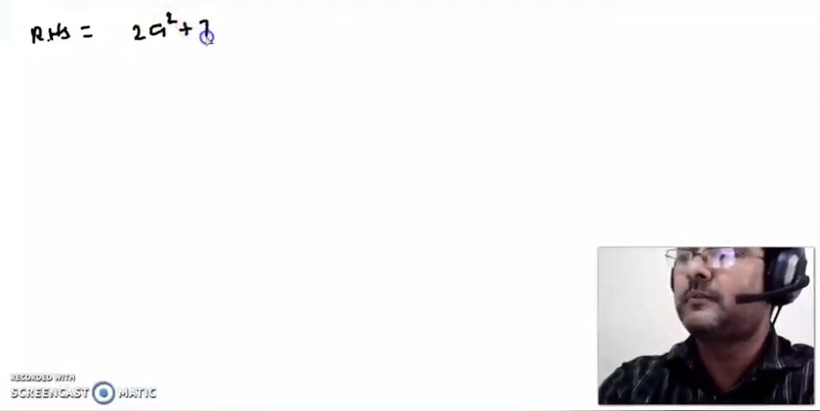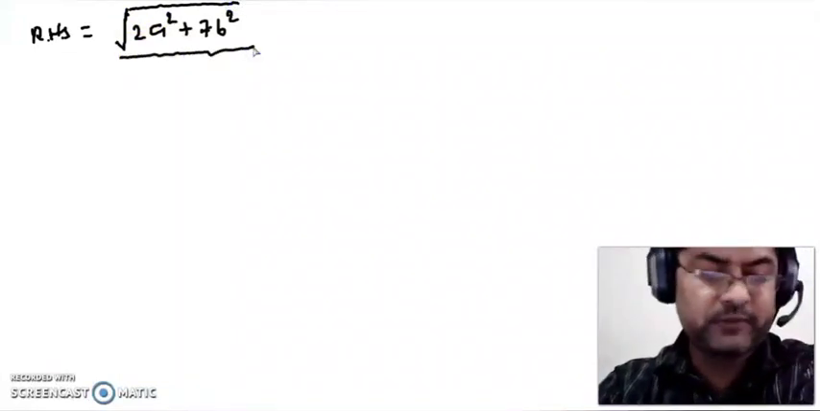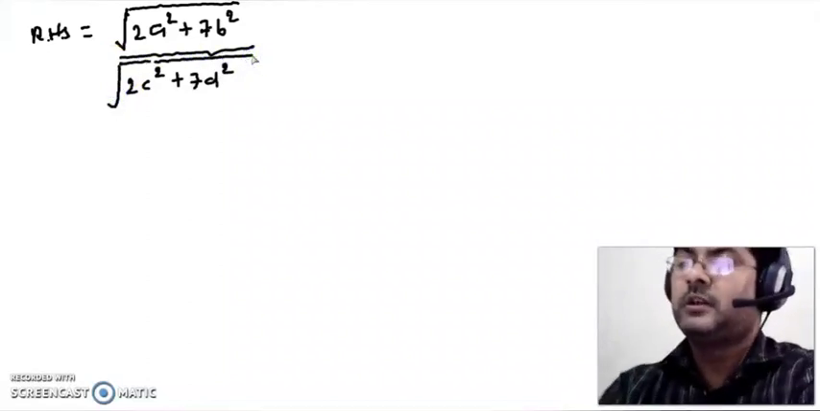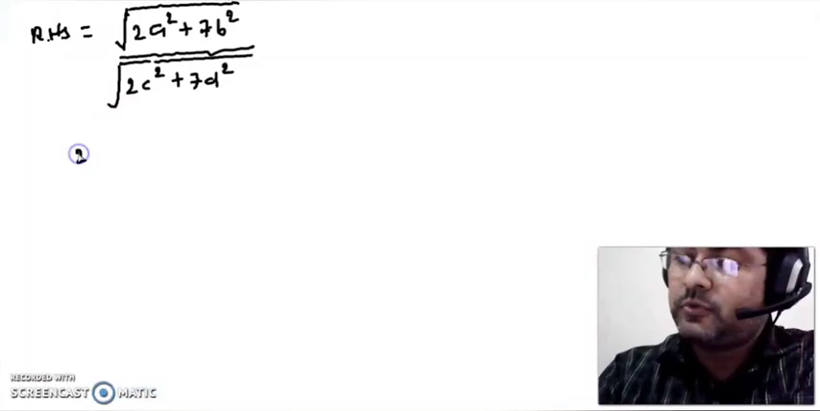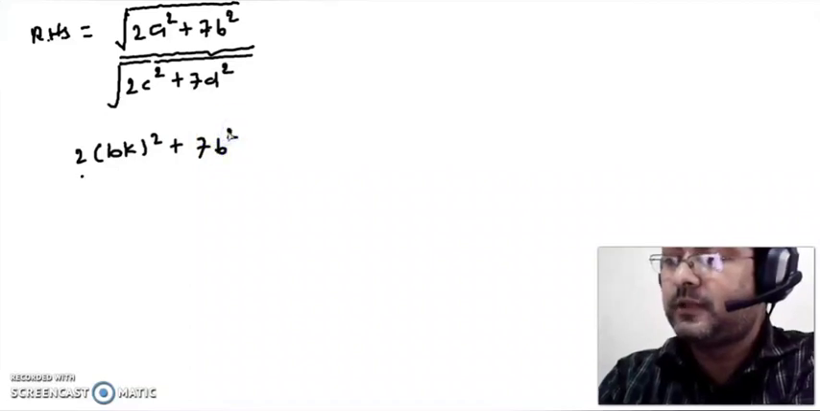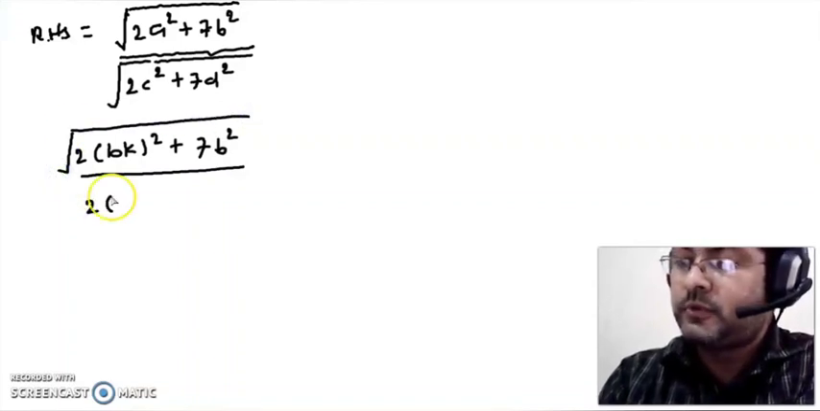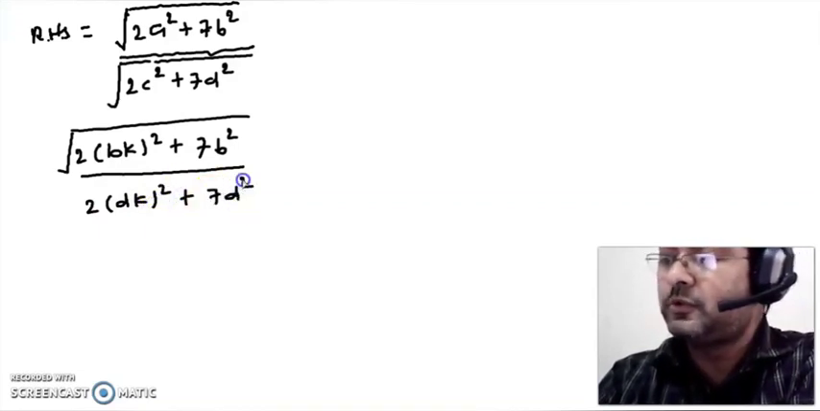Two A square plus 7B square. This is square root of (2A square plus 7B square) upon (2C square plus 7D square). Okay. Again for A we will put BK. So 2 into (BK) the whole square plus 7 into B square, upon 2 into (DK) the whole square plus 7 into D square.